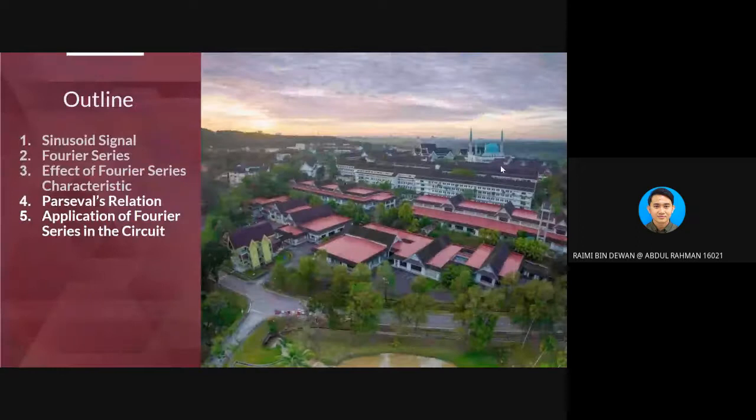Okay. And then you have learned from the last class the sinusoidal Fourier series, the effect of Fourier series characteristic. Now we will learn about the Parseval relation and the application of Fourier series in the circuit. Number 5, later on I will decide whether this second lecture will be asynchronously recorded or live, because this one also needs to be discussed in class, but I will see later on.